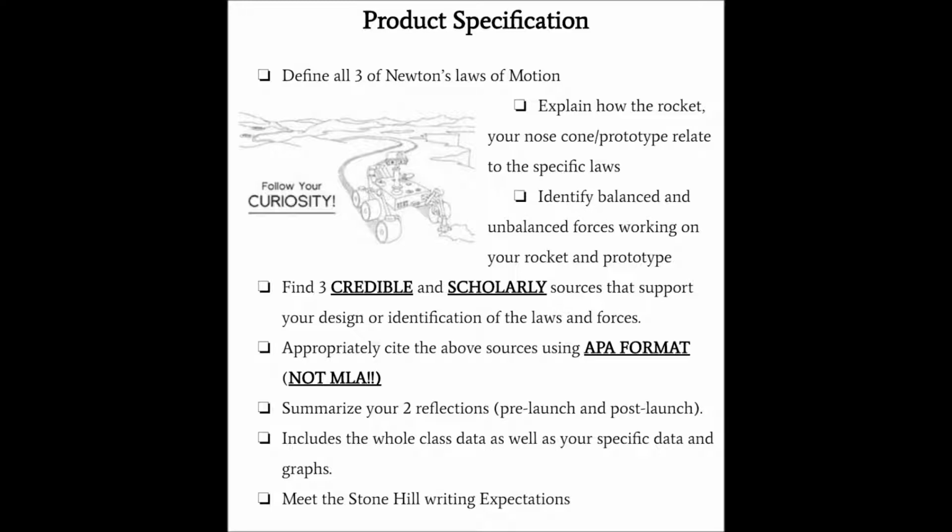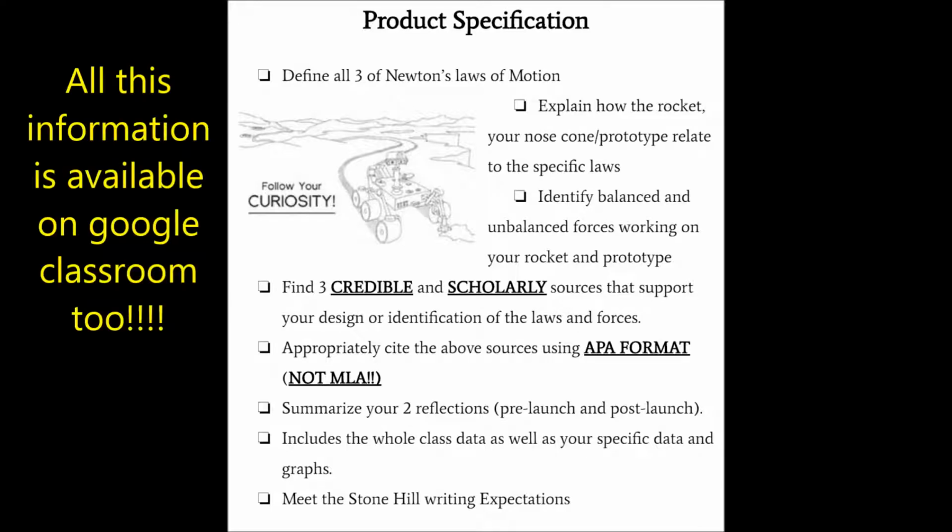Which brings me to the next point. You need to have 3 credible and scholarly resources that you utilize in your analysis or through your design process. So some of you researched the best parachute material. Whatever you used to figure that out needs to be cited. Or if you looked up the forces acting on a rocket, you need to cite those things.